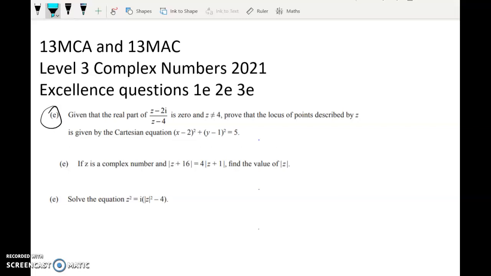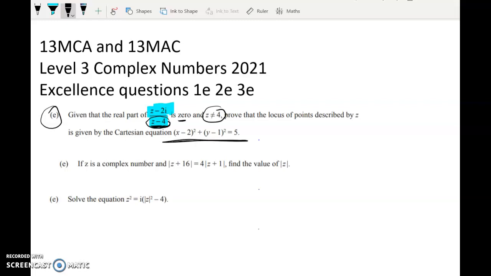And we just need to read really carefully, first of all, what we've got. Well, we've got this complex number here, and we're told that the real part of this thing is 0 and that z can't be -4, right? So that's so that we have something that's non-zero in the denominator of a fraction. And we have to prove that the locus of points described by z is given by this thing here.